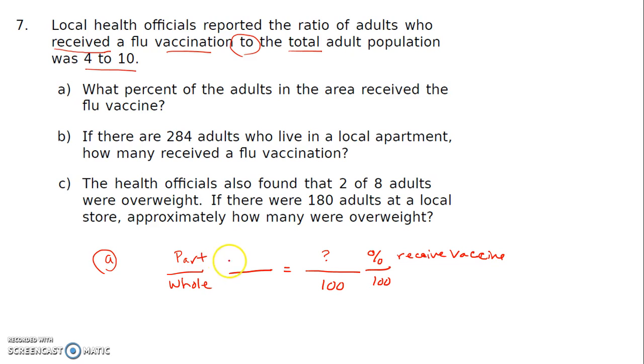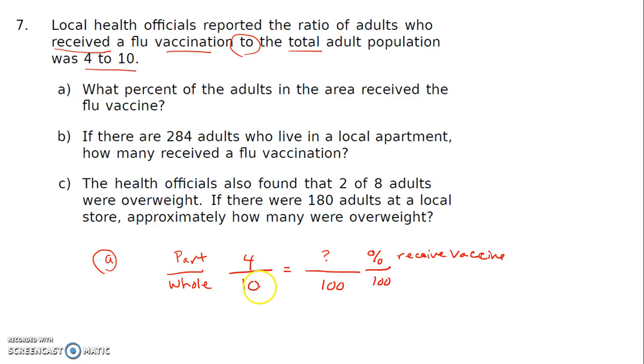So I look on the other side and I say to myself, again, the part that received the vaccine is 4 out of the entire total population, 4 out of 10. 4 out of every 10 adults received the vaccination. How many out of every 100 adults received the vaccination? That's all that a percentage is. It's taking the ratio you're given.